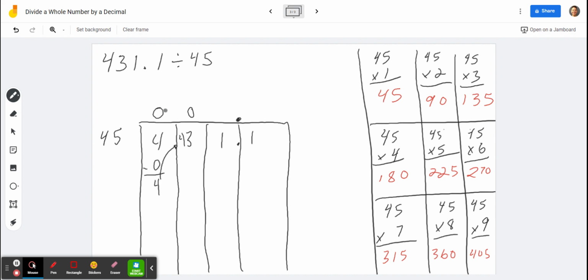Okay, so we multiply that again. 45 times 0 is 0. And subtract. 43 minus 0 is 43. And you take all of these digits, this whole number, and add it to this digit up here. I'm going to kind of rewrite that. So we need 4, 3, and 1. I'm going to rewrite that so I have more space.